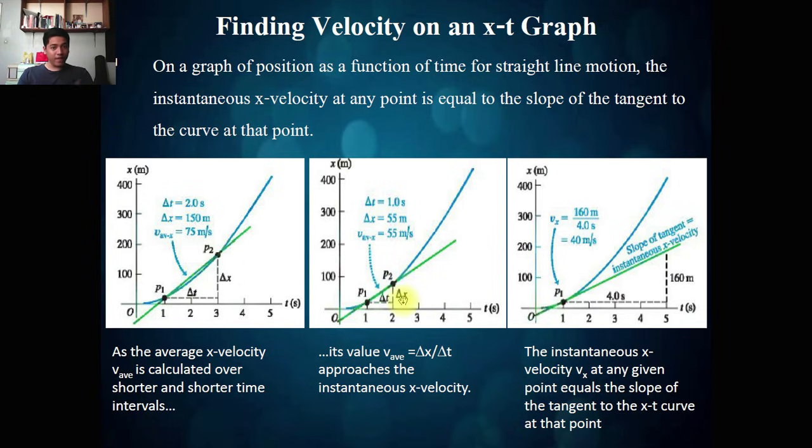such that if we are going to move point 2 again very, very close to point 1, what will happen is that it turns out that we only have a single point that is tangent to the position versus time of the body. So that is the instantaneous x velocity, or the slope of the tangent line to a curve at a point. So that is how we find the x velocity on an xt graph.